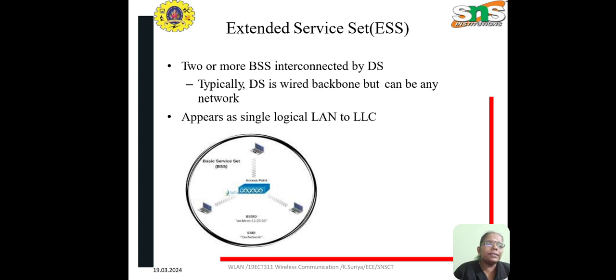Next one is the extended service set. It is a set of all connected BSS. Two or more BSS are interconnected by the distribution system. Typically the DS is a wired backbone but can be any network. It appears as a single logical LAN to the LLC.